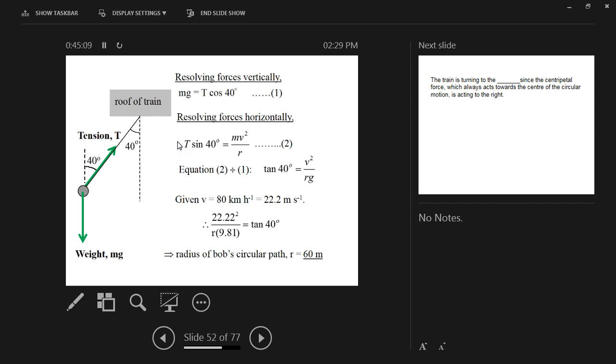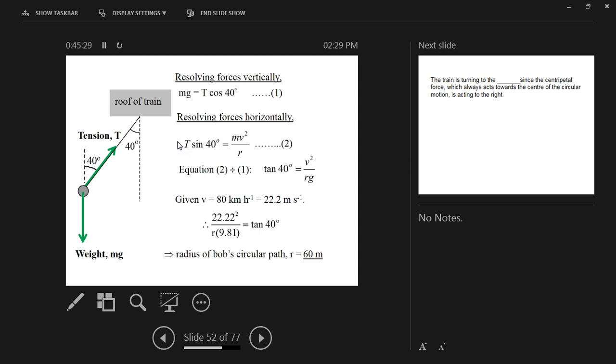The direction that it is turning should be in the direction of the resultant force. The object moves in the direction of the resultant force. In this case, it should be turning to the right. If you were to draw a vector diagram, you will see that the resultant force is horizontally to the right, if you draw to scale.